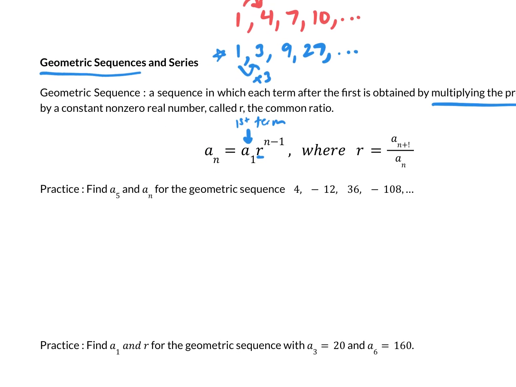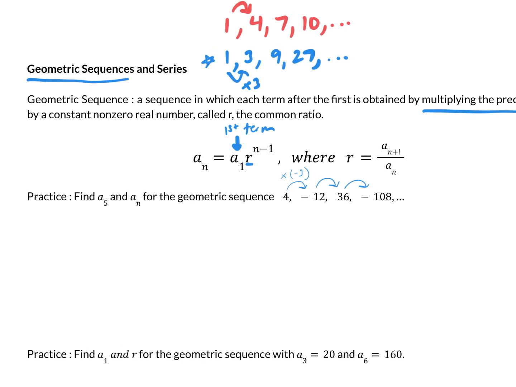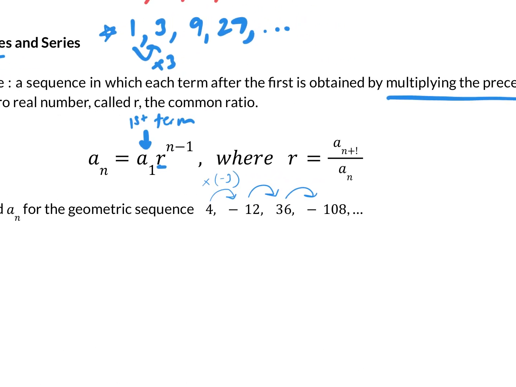So let's go ahead and look at an example here. I'm going to find a sub 5 and a sub n for the geometric sequence 4, negative 12, 36, negative 108. So what is happening every single time? I go from 4 to negative 12, and from negative 12 to 36. I am multiplying every single time by a negative 3. Okay, now that's my rate. So my common ratio is negative 3.